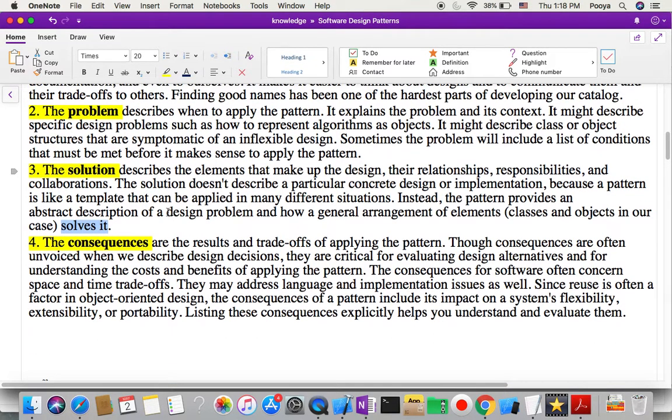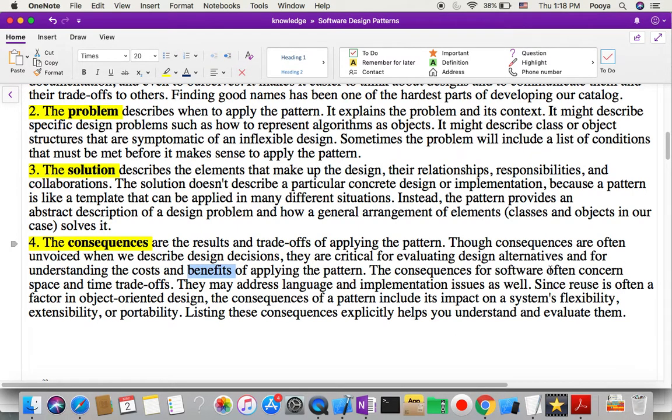Also, the fourth one, which is important: the consequences are the results and trade-offs of applying the pattern. Though consequences are often unvoiced when we describe design decisions, they are critical for evaluating design alternatives and for understanding the costs and benefits of applying the pattern. So when you apply a pattern, there is some cost you need to pay, there is some benefit. So there are some disadvantages and some advantages of applying the pattern.